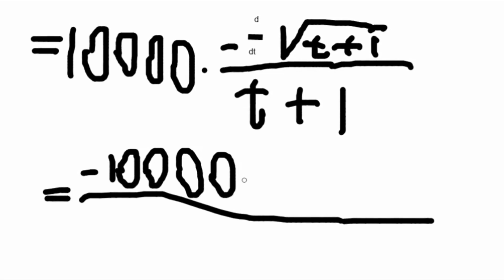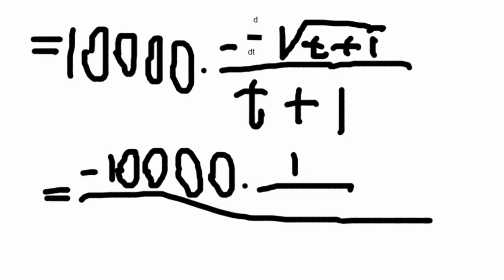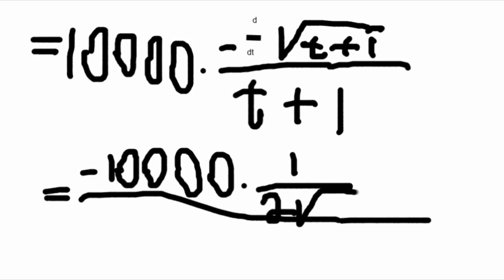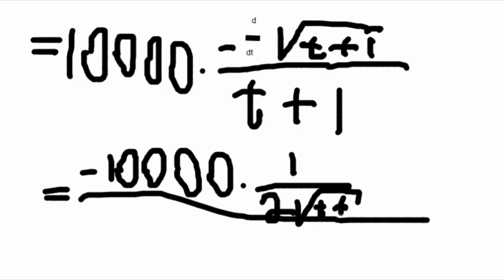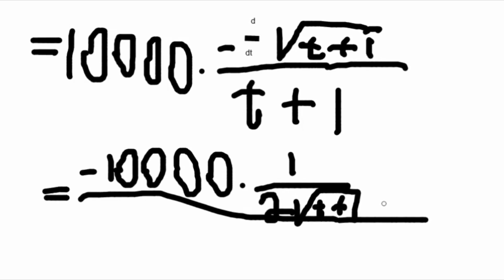Okay, so now we have our negative 10,000, but that's going to be multiplied by 1 over 2 times the square root of t plus 1. So we're multiplying it by 1 over 2 times the square root of t plus 1. So there we go. Now we've got that. But we're going to need to multiply it by the derivative with respect to t of t plus 1.